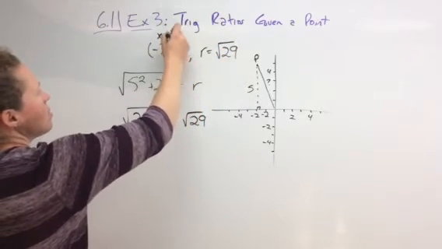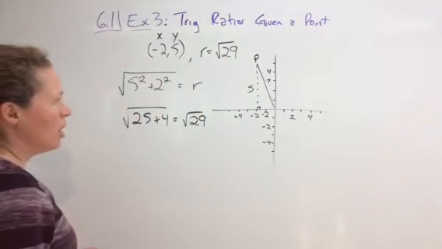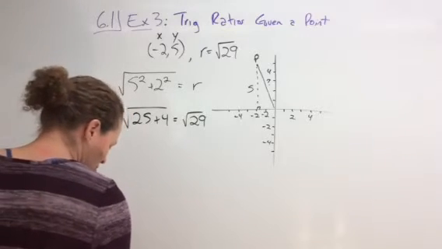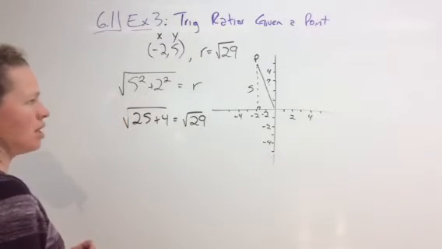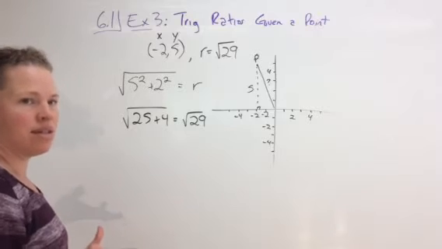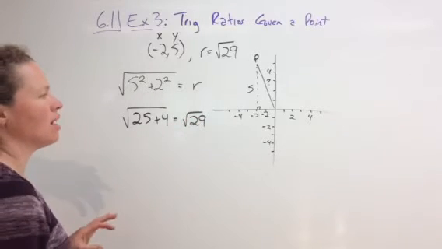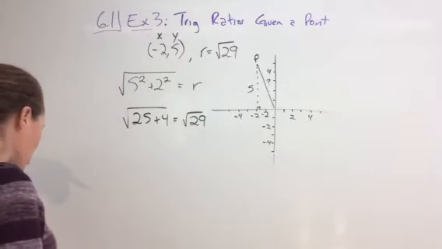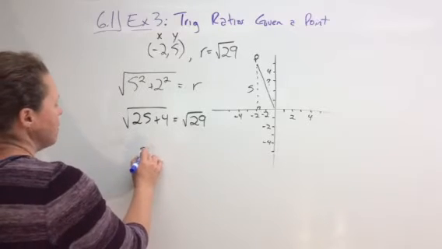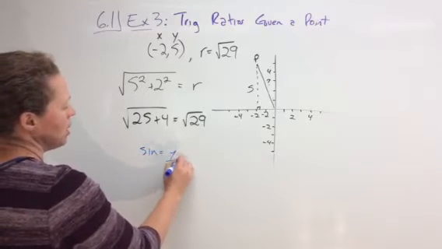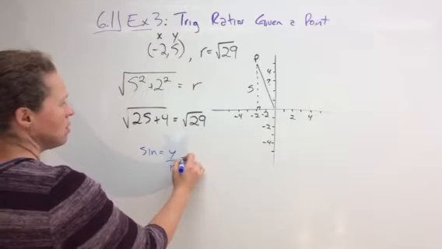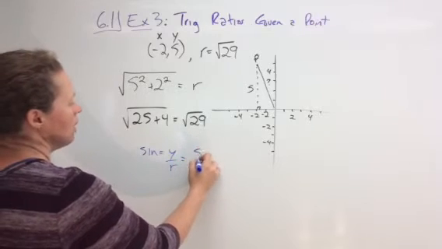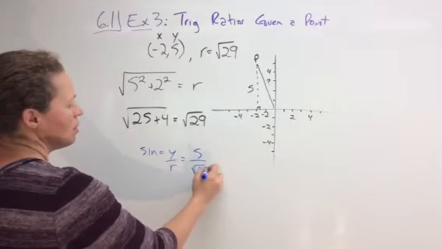So we've got x, we've got y, and we've got r. We can simply plug in those values and get the trig ratios now. It's like the easiest thing in the world. As long as you can get that sorted, you're good to go. Because sine is always y over r. So it's going to be 5 over root 29.